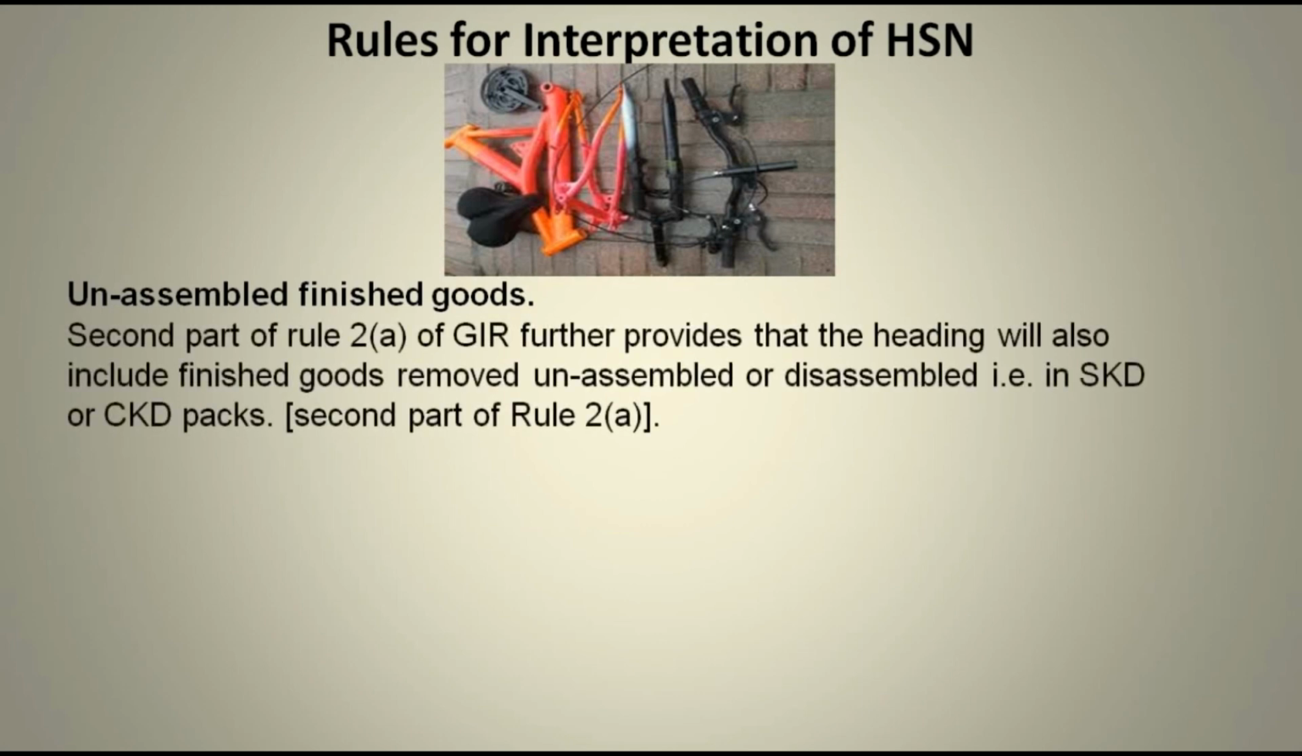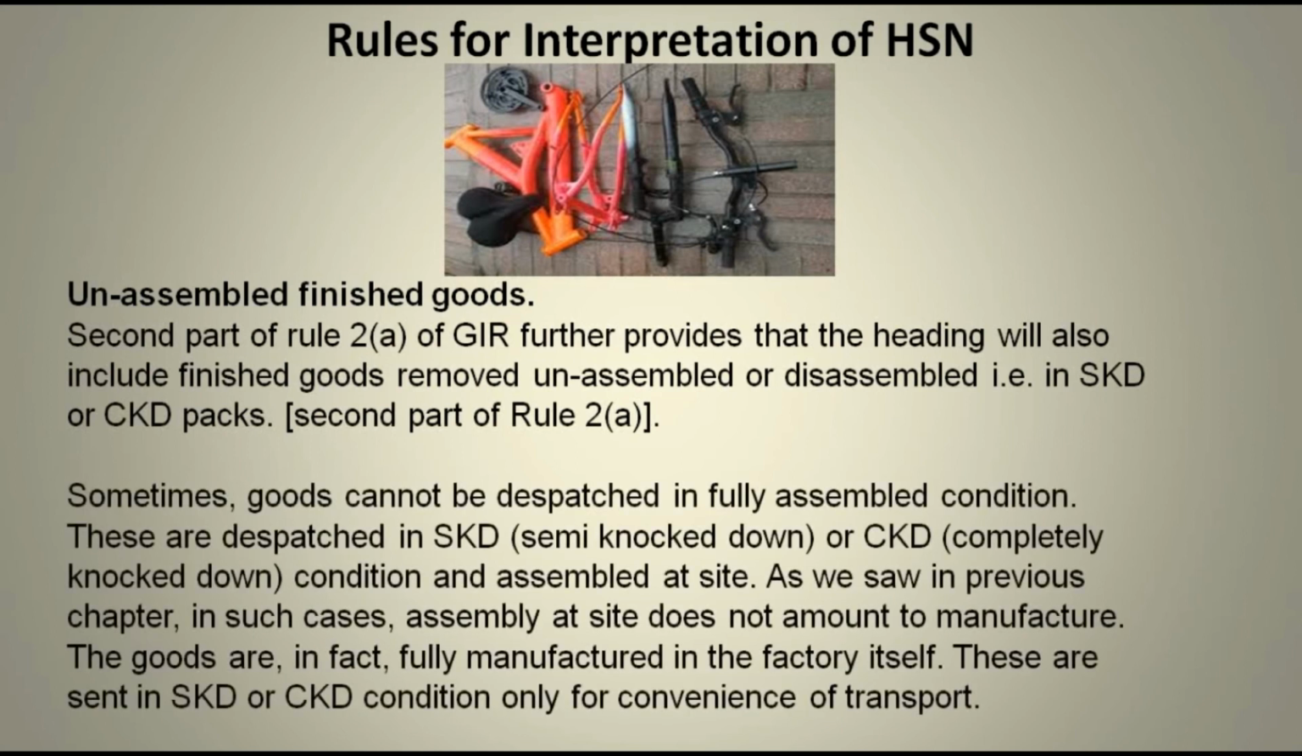Unassembled finished goods. The second part of Rule 2A of the General Interpretation Rules further provides that the heading will also include finished goods presented unassembled or disassembled, that is, in semi-knocked down condition or completely knocked down packs. Sometimes a good cannot be dispatched in fully assembled condition. These are dispatched in semi-knocked down or completely knocked down condition and assembled at site. As we saw in the previous chapter, in such cases, assembly at site does not amount to manufacture. These goods are in fact fully manufactured in the factory itself. These are sent in a semi-knocked down or completely knocked down condition only for the convenience of transport.